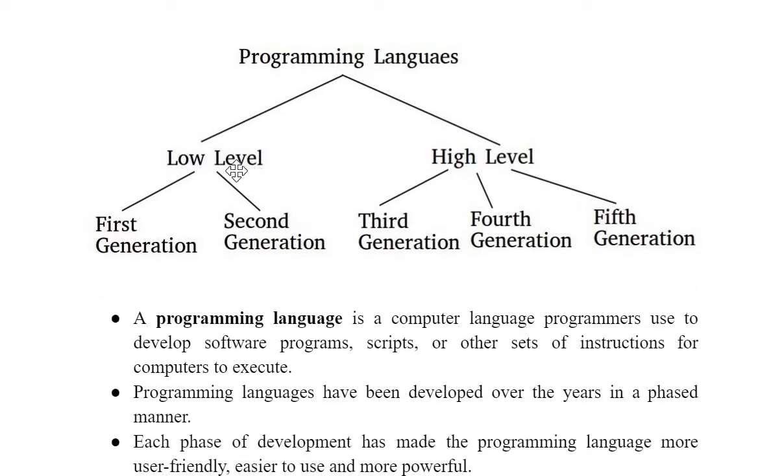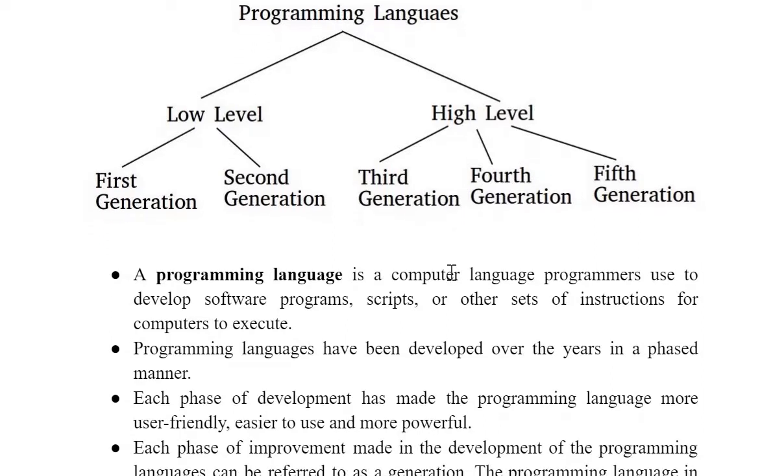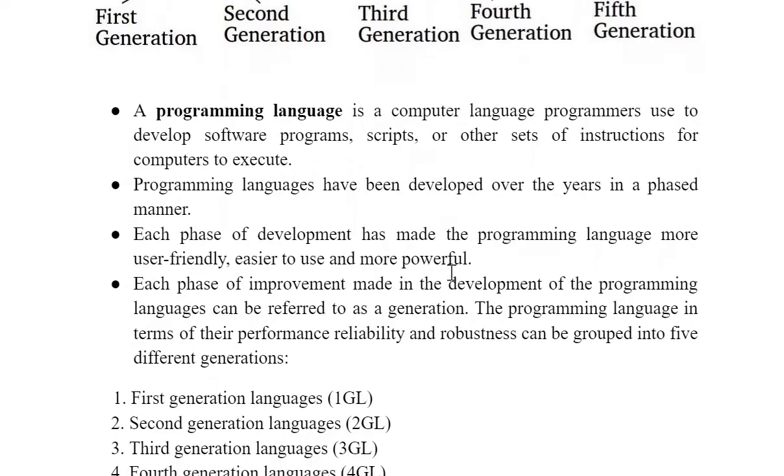Again you can see that low level language is divided into first generation and second generation, and high level language is divided into third generation, fourth generation and fifth generation. So we will be knowing all these languages one by one in depth. Please continue the video till the end.